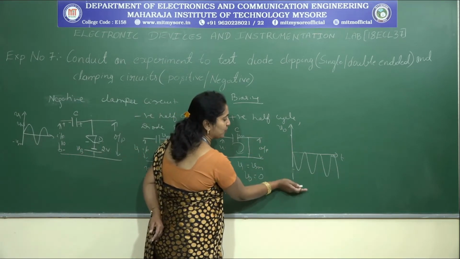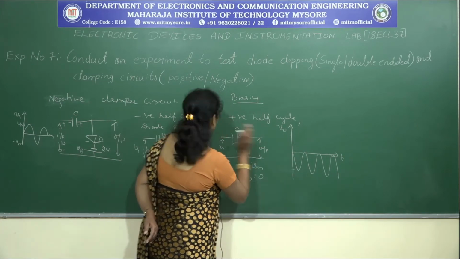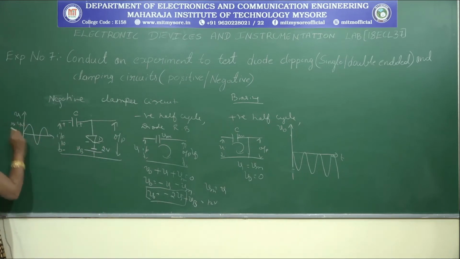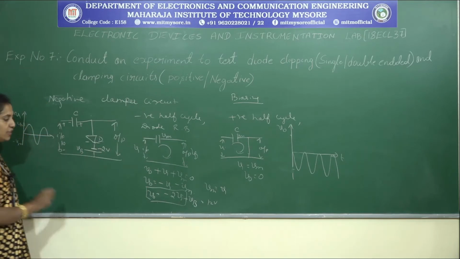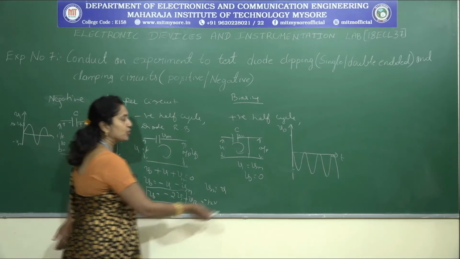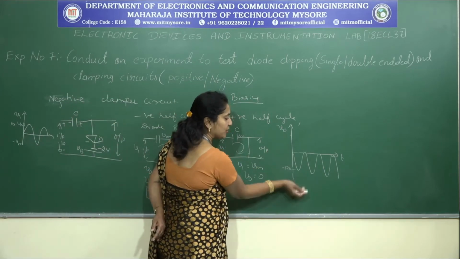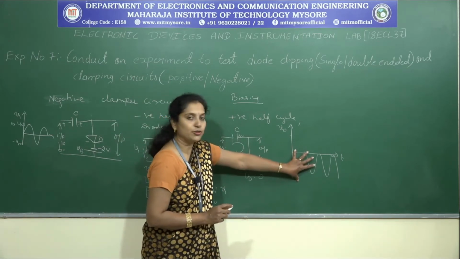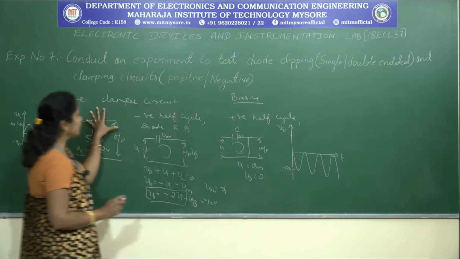That means the negative clamping will be done. With the 12 volts, 10 volts is your input. Here this will be your 10 volts, and 2 volts you have applied as minus 2 volts for your battery. Minus 10 minus 2 is equal to minus 12 volts. So the output is going to shift minus 12 volts downwards, and the peak value you will get is minus 12 volts. This is the biasing circuit.